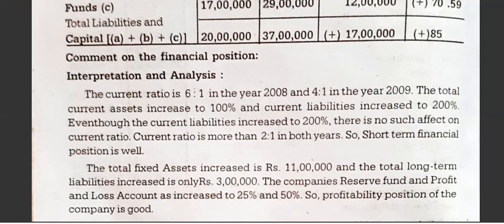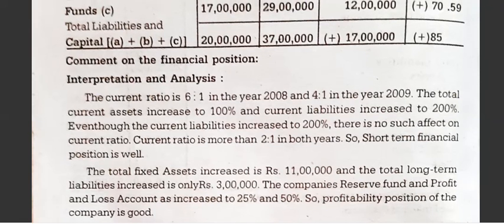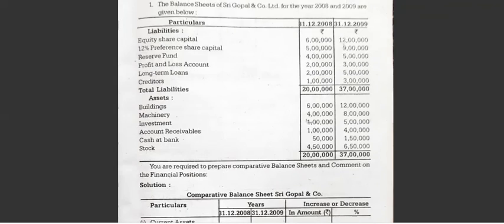Okay, so this is how you have to go for the comparative balance sheet. First prepare the table, compare the values, find out the increase or decrease and percentage. After that interpret the values. This will come for 8 marks.